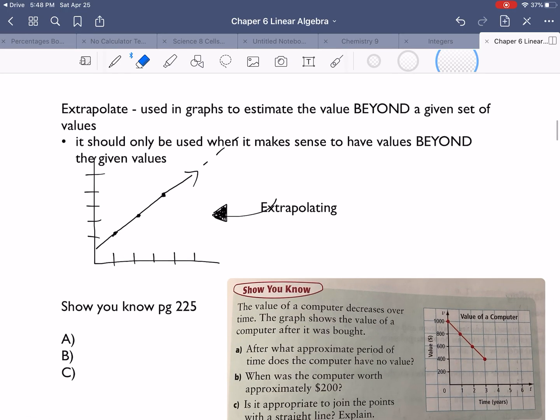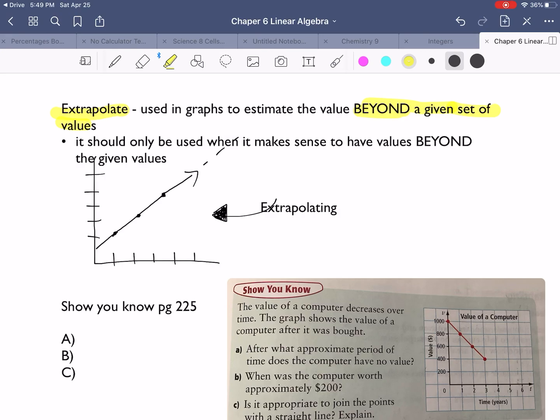We use this word extrapolate. Maybe you've seen it before. Extrapolating is using graphs to estimate a value beyond its given set of values. So guys, this is going to be a little bit tricky for you just at home. You're going to have to draw some of these graphs out to extend them, or in your textbook. Sometimes you have to just get in there with a ruler and draw really lightly on your textbook to solve these problems.